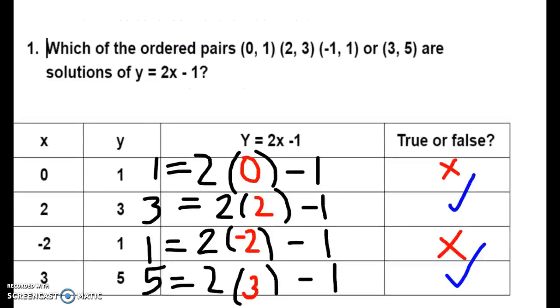And so this is what you should have gotten after you substituted in each of the values and worked through. You should see that 2, 3, and 3, 5 are the only two that are actually solutions for that equation. It's the only time where you put in the x value, you follow the order of operations, and you actually get that same y value. So now you need to try one on your own.